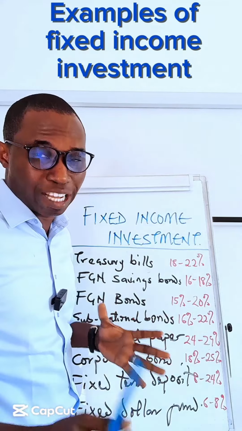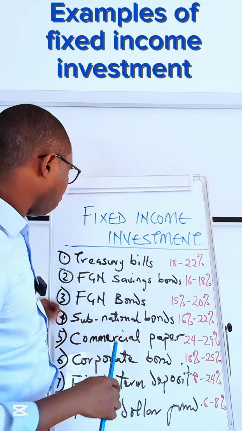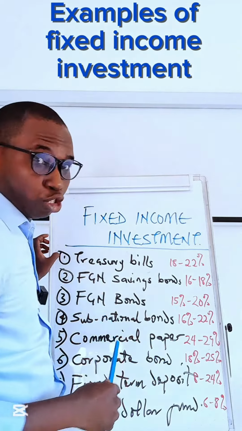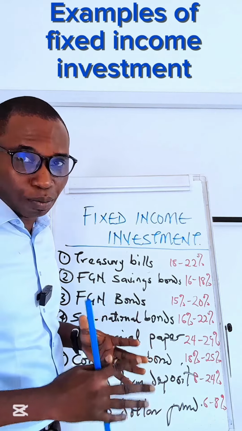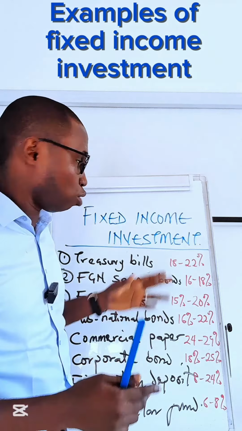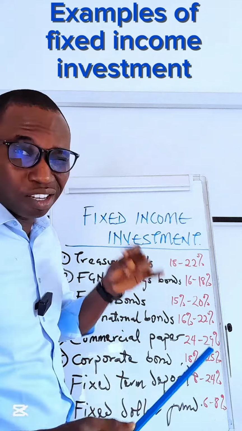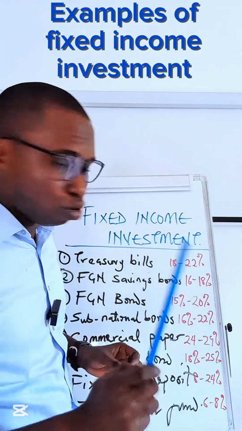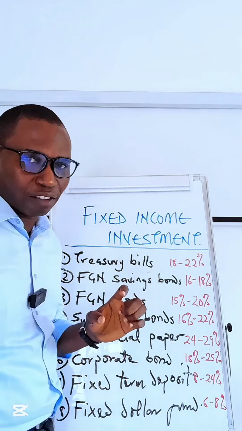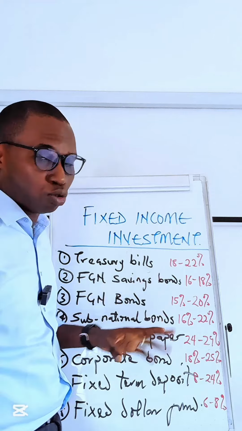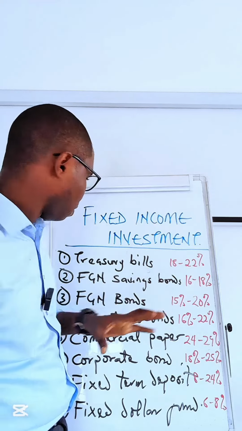Look at examples of fixed income investments. Number one, Treasury bills. Treasury bills is a fixed income instrument and it currently offers between 18 to 22%, depending on the tenor and depending on the platform you are using. Number two is FGN Savings Bond. FGN Savings Bond currently offers between 16 to 18%.